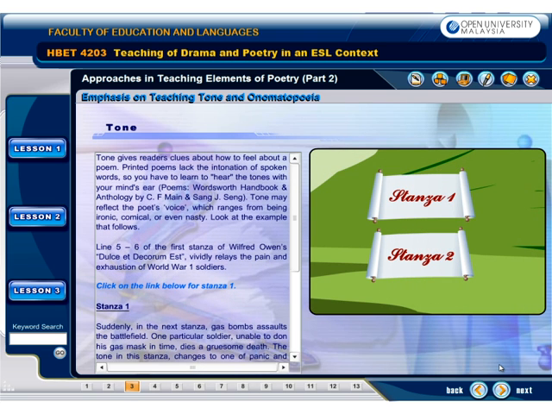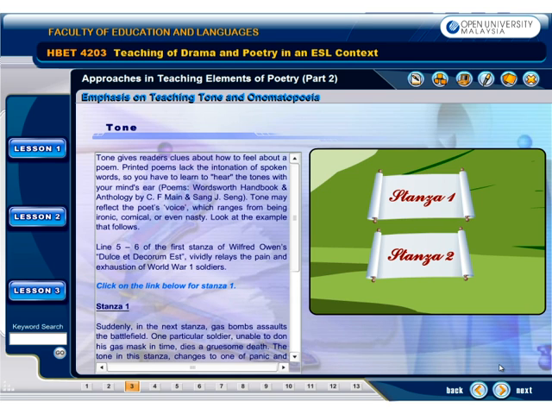Tone gives readers clues about how to feel about a poem. Printed poems lack the intonation of spoken words, so you have to learn to hear the tones with your mind's ear. Poems, Wordsworth Handbook and Anthology of C.M. Main and Sang J. Sang.